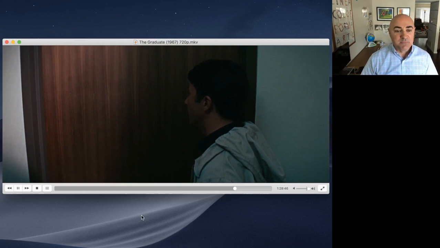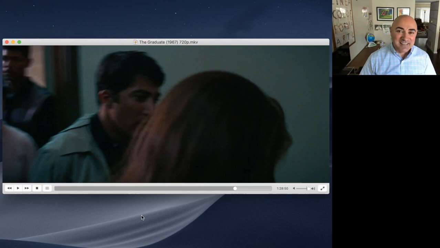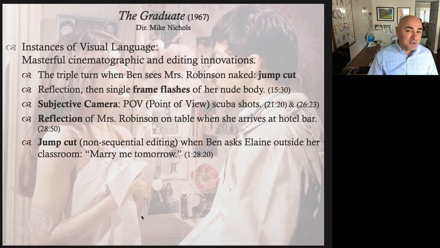Okay, you see how the cut tells us something about him. What does it tell us about him? That he's obsessed with her. And don't forget here, he's acting like what? Like a grown-up or like a baby or like a child?